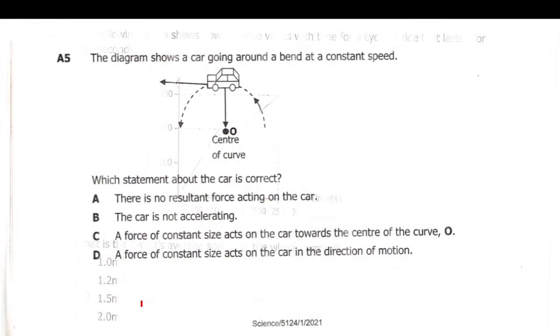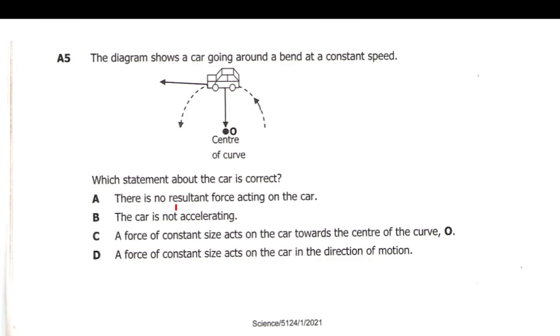So let's go to question 5. Question 5 reads, the diagram shows a car going around a bend at a constant speed. So this is a car going around this bend, or circular path. This is the center of the curve. Which statement about the car is correct?